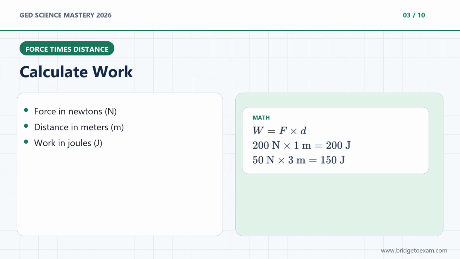For example, if you lift a 200 Newton box 1 meter upward, the work is 200 times 1, or 200 joules. If you lift a 50 Newton object 3 meters, the work is 50 times 3, or 150 joules. Always write the formula first, then plug in the numbers.